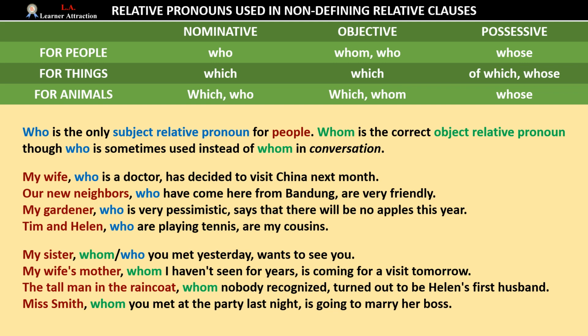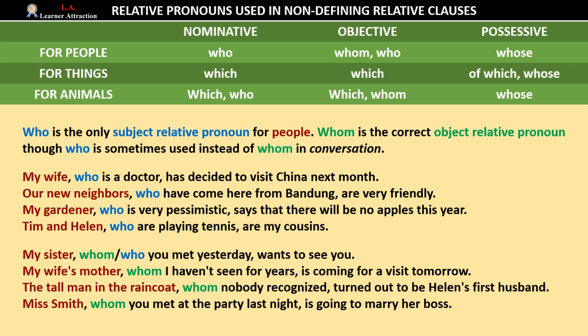Relative pronouns used in non-defining relative clauses. For people: nominative, who. Objective, whom, or who. Possessive, whose. For things: nominative, which. Objective, which. Possessive, of which, or whose. For animals: nominative, which, or who. Objective, which, or whom. Possessive, whose.